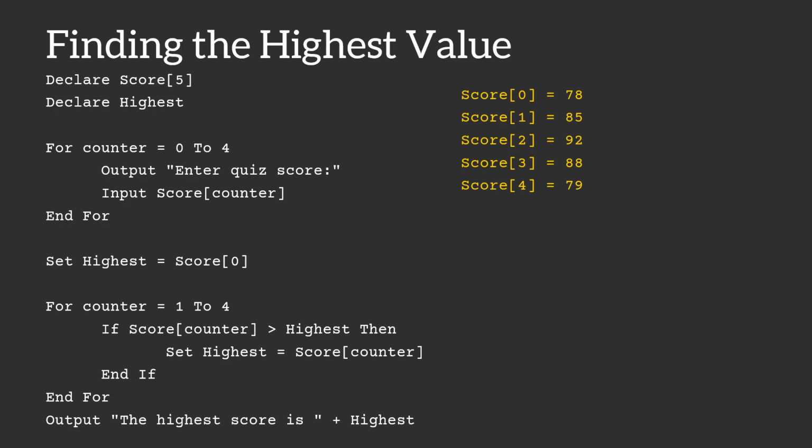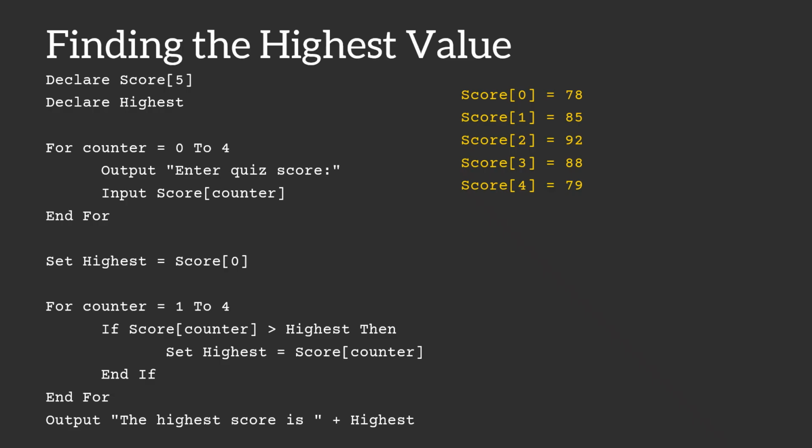Now the next step is initializing the highest value. Here we set highest to score 0, which is 78. We always need a starting point before we can compare anything. So basically this line says, assume that the first score is the highest until we find something higher.